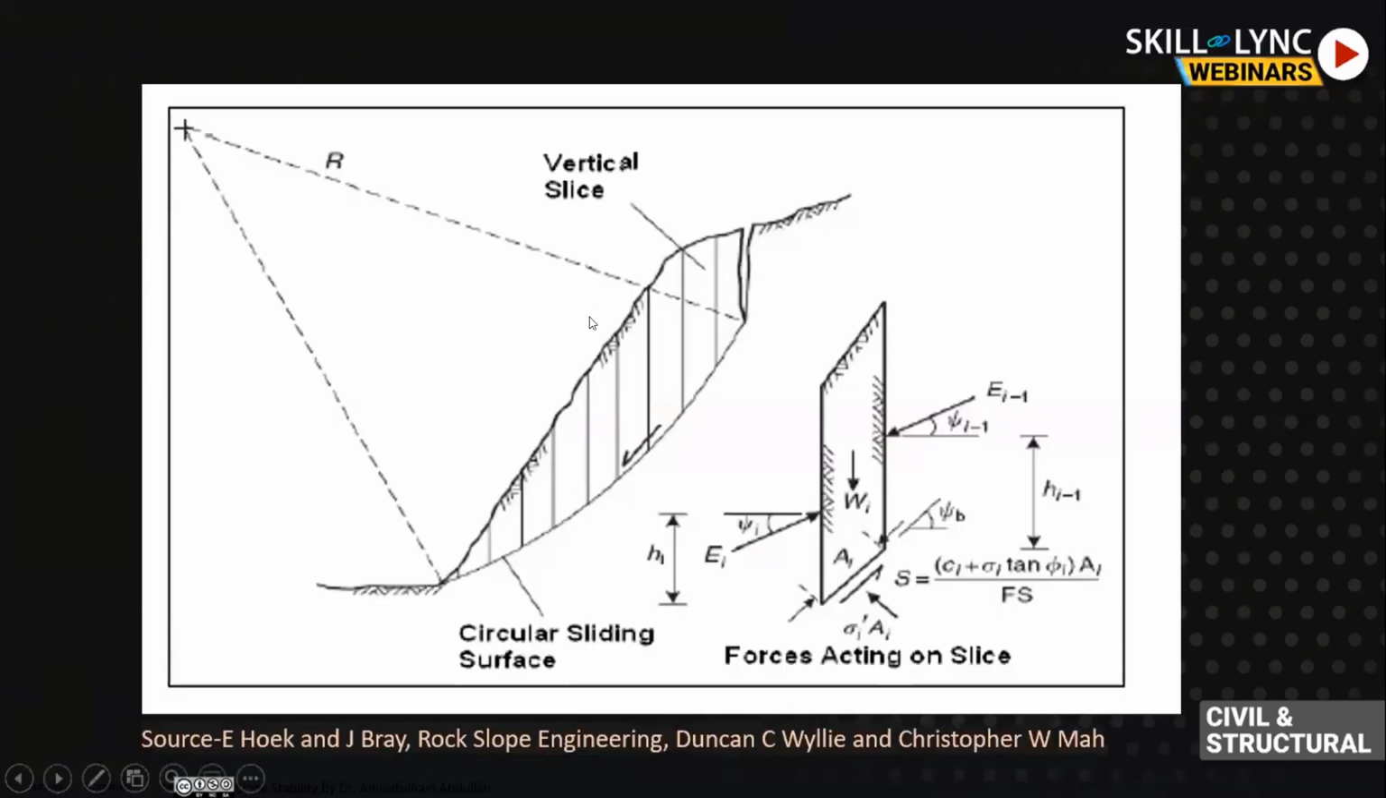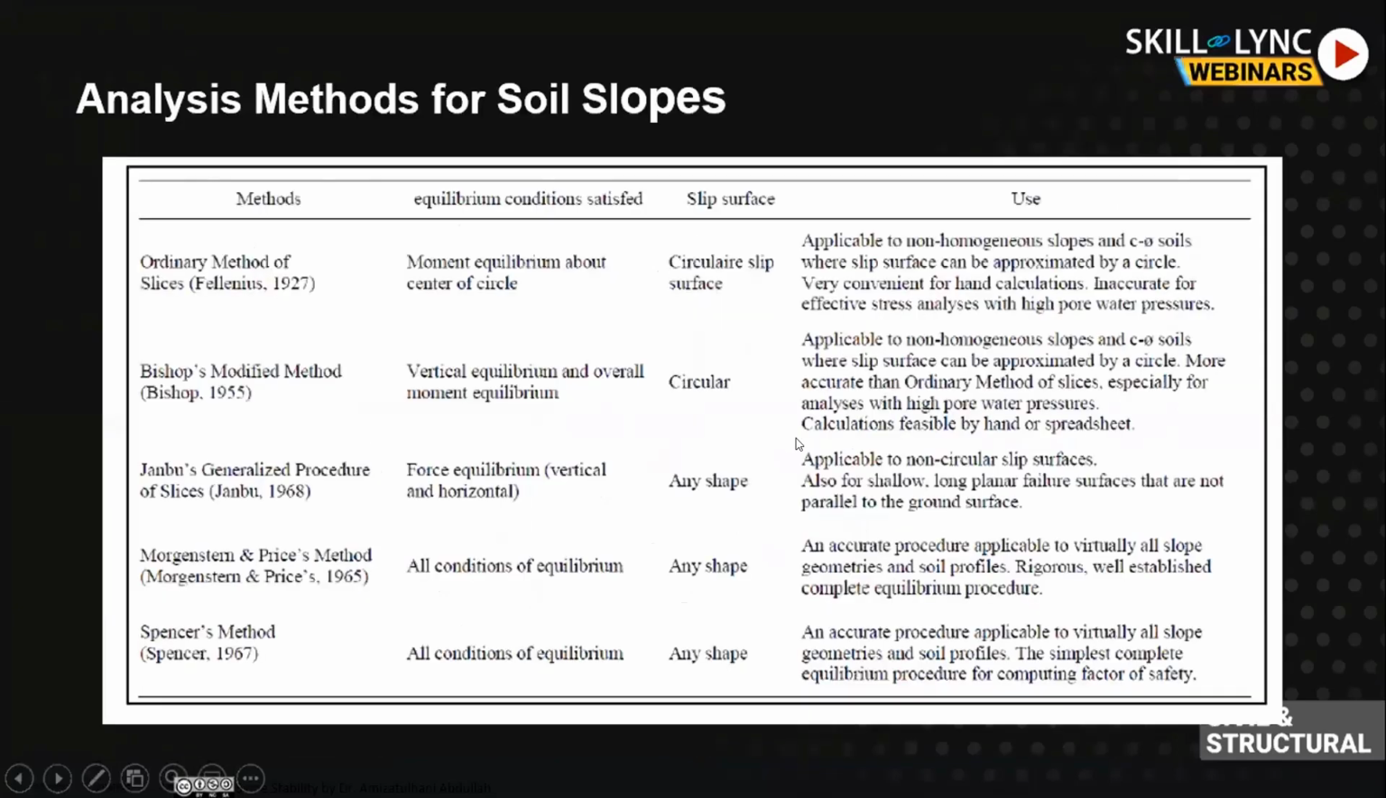This is the symbolic representation of circular failure, in which standard methods divide the circular sliding surface into many slices, and we analyze every slice by the method of equilibrium. In this way, we find the factor of safety. This is another important aspect of soil slope stability analysis. There are various methods available for soil slopes.